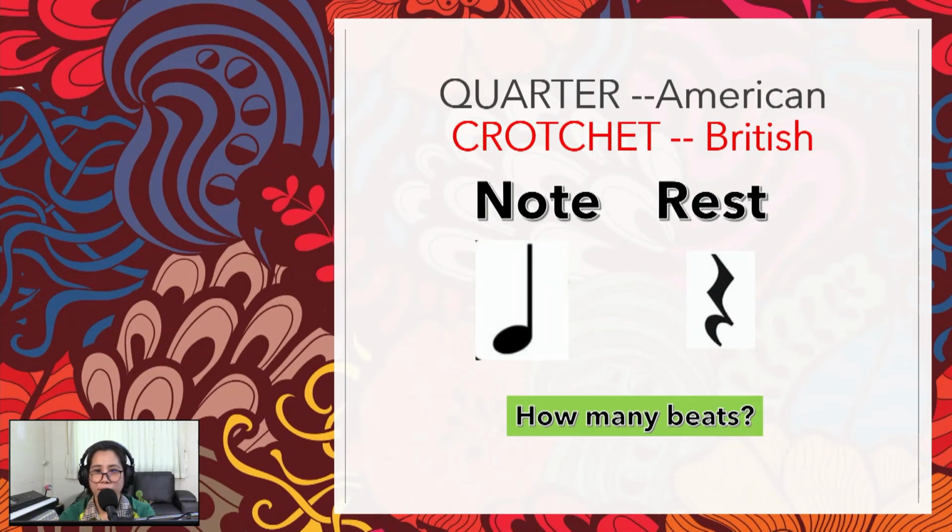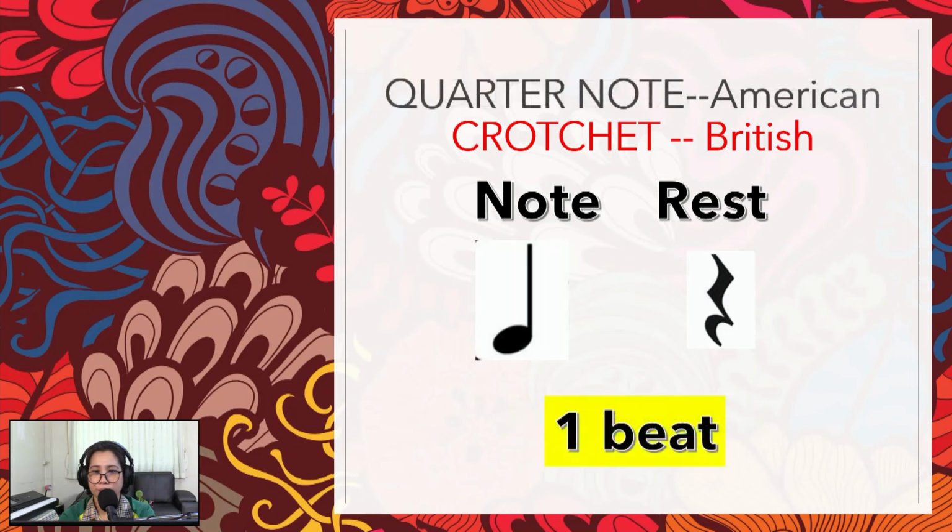How about the quarter note, quarter rest, or the crotchet note and crotchet rest? How many beats does this note have? 5 seconds. 1, 2, 3, 4, 5. Answer. The answer is 1 beat. A quarter note and a quarter rest and a crotchet note and a crotchet rest get 1 beat.